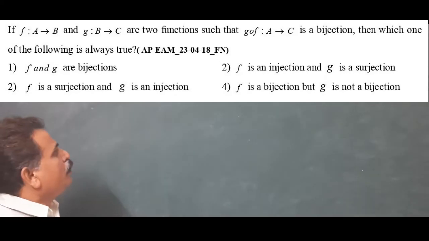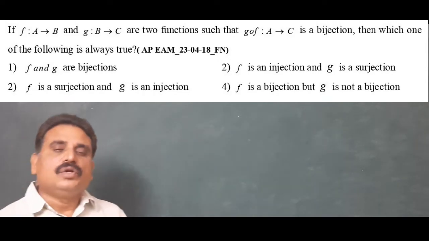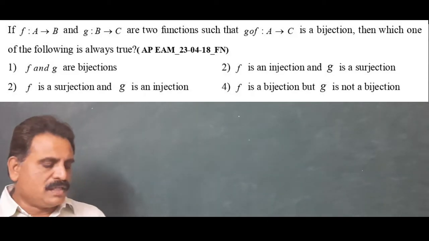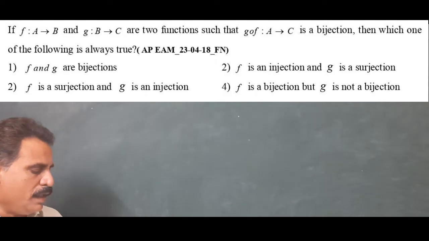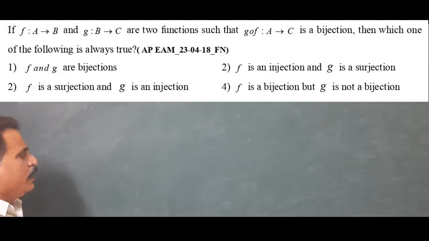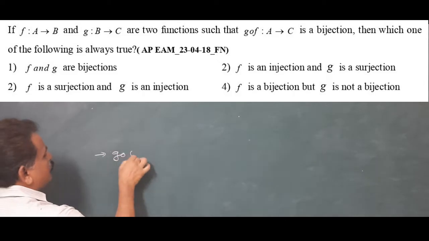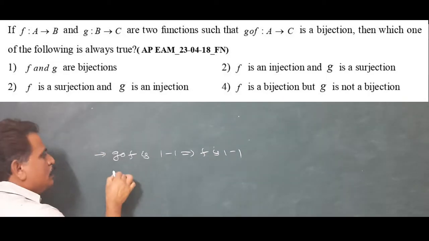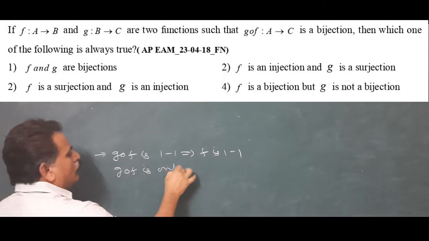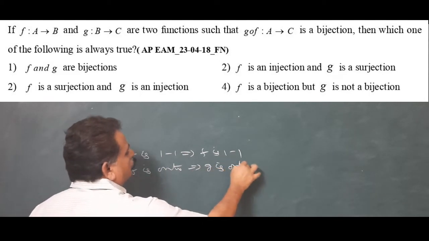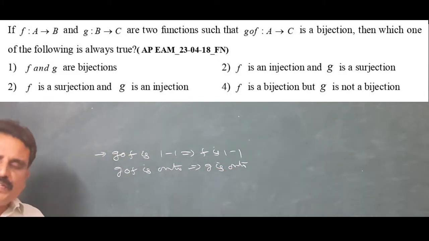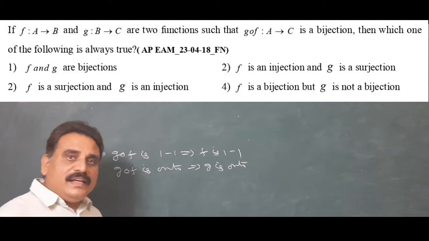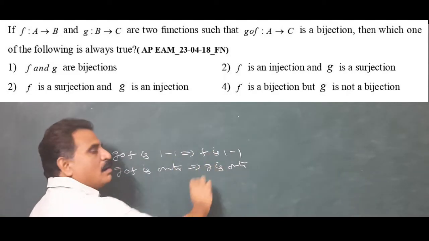If f mapping from A to B and g mapping from B to C are two functions such that g circle f mapping from A to C is a bijective, then which of the following is always true? We have a condition. g circle f is 1-1 implies f is 1-1. g circle f is onto implies g is onto. But here g circle f is bijective. That means f is 1-1 and g is onto.